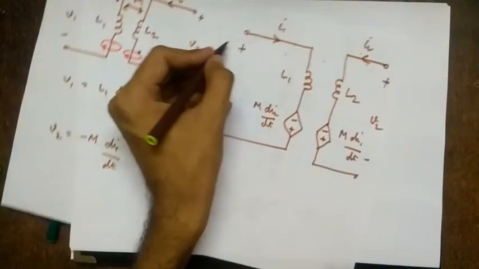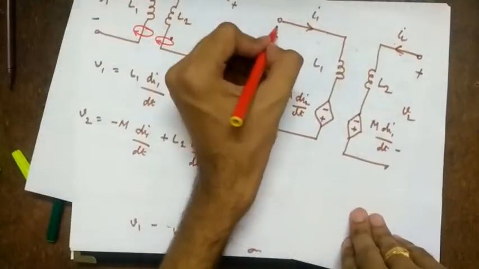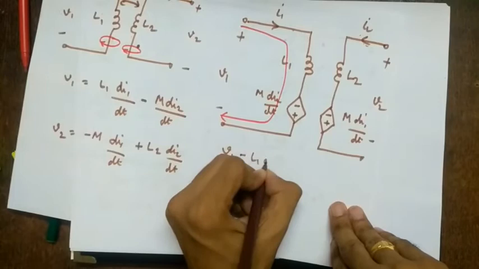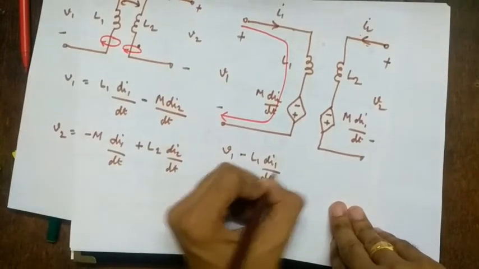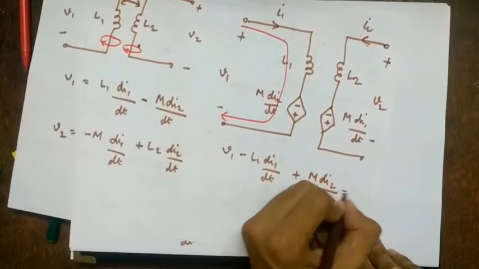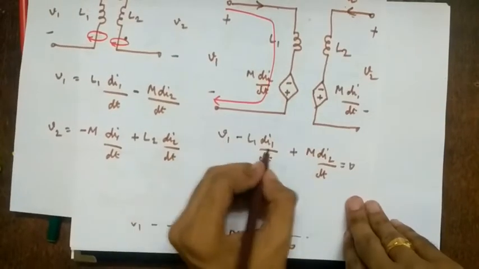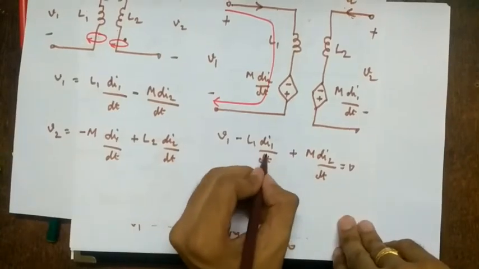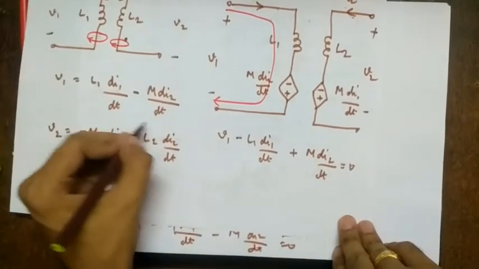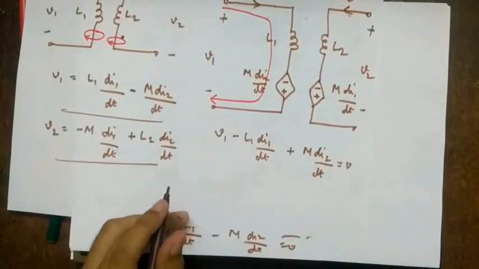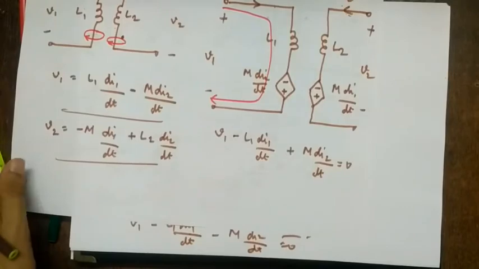Right? So now apply KVL here. So again take this part. So minus to plus, so V1 minus L1 di1 by dt plus M di2 by dt equal to 0. So take this here. So V1 is, sorry, V1 is L di1 by dt minus M di2 by dt. So same equation. Similarly, you apply here, you will get this equation, right? So this is the way we get the coupled circuit.